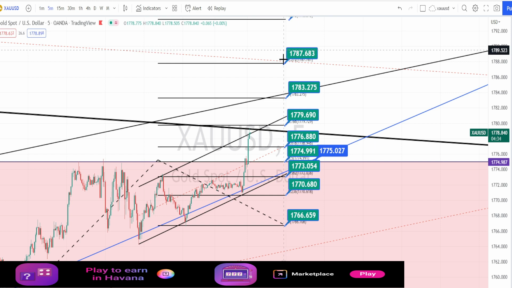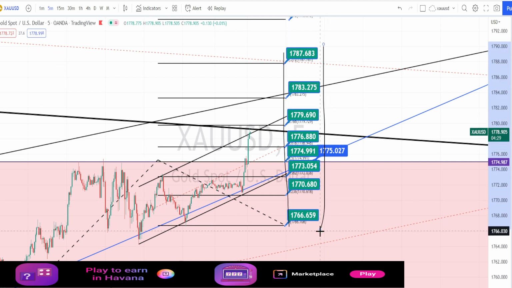So the values within these green color boxes are the resistance and support levels for 5 minutes time frame. Currently the price action is testing the bearish channel pattern resistance line from the daily time frame. If the price action breaks this resistance line, next level of resistance line is going to be the bullish channel pattern resistance line from the hourly time frame.